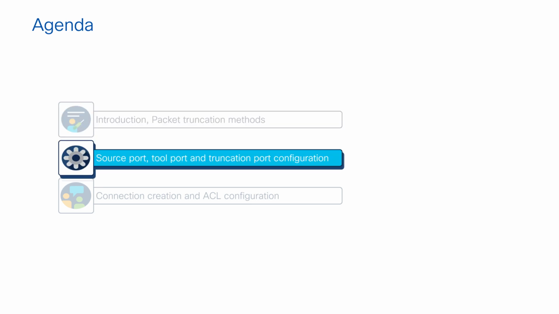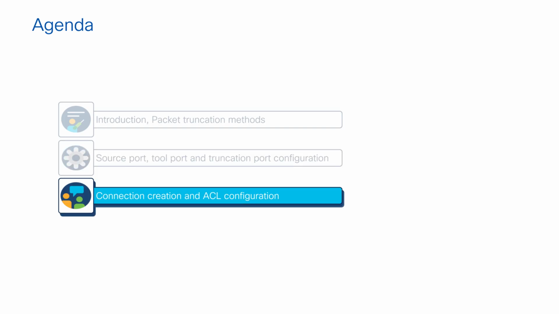And we'll dig deep into how to configure the source ports and the tool ports and the truncation port configuration in the context of packet truncation, and we'll get familiarized with all these terminologies in due course, and how to stitch them all together into one place and create a connection. And we'll see how the configurations are enabled on the NXOS switch and take a deep dive into the terminology to understand how this feature works.